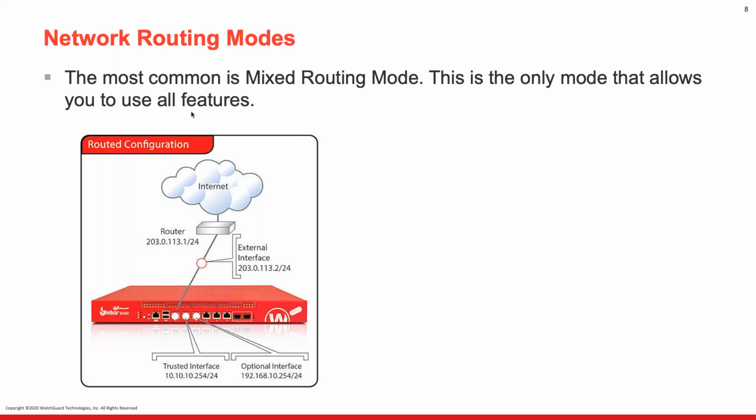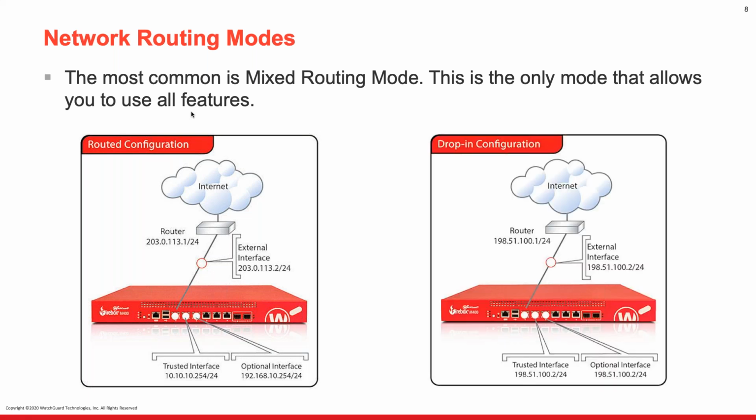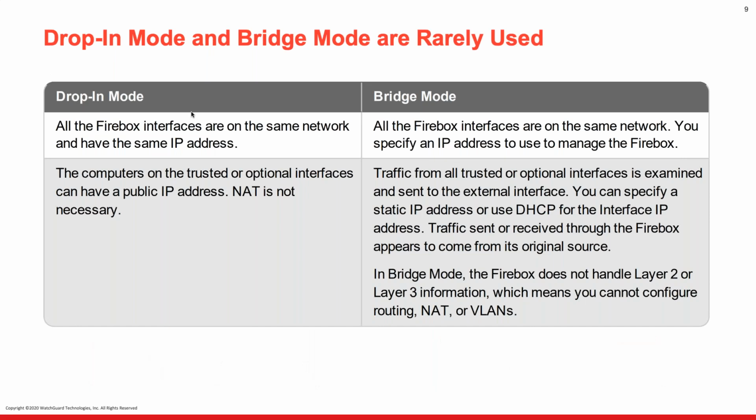So this is an example of a mixed routing mode where you can configure your interfaces, you can configure optional, trusted, and then your WAN interface, or wide area network, to the internet. We also have a drop-in mode. So what this would look like is that you can configure your router, your external interfaces, and then your trusted interfaces. Now, as I mentioned, drop-in mode and bridge mode are rarely used. So in a drop-in mode, all Firebox interfaces are going to be on the same network and have the same IP address. The computers on the trusted or optional interfaces can have a public IP address.